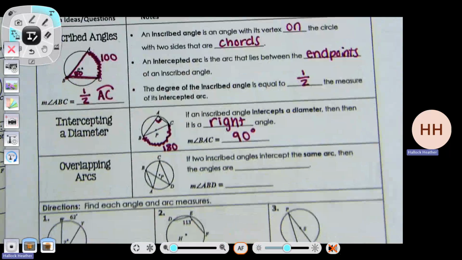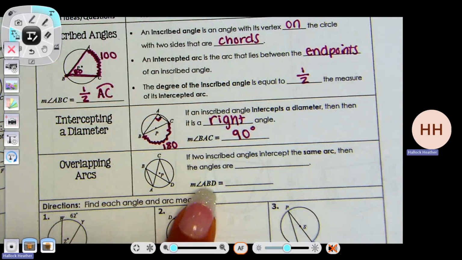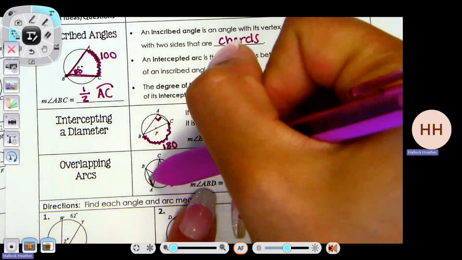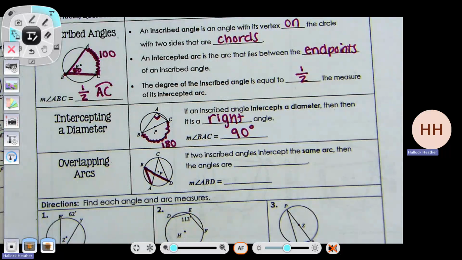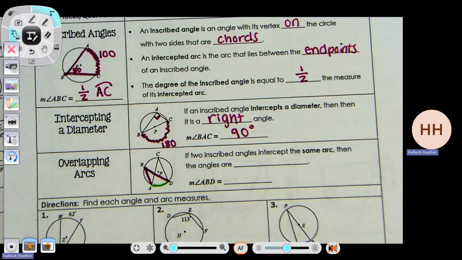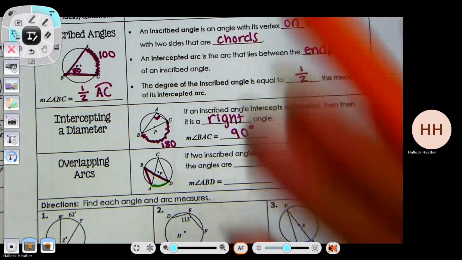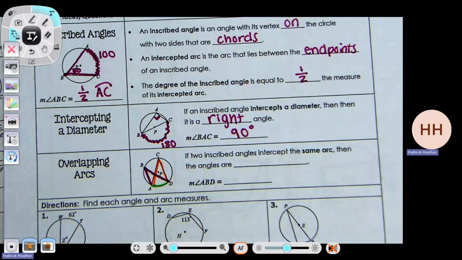And then overlapping arcs is the next topic that they're technically going to talk about. This is when you have two angles that overlap each other and they open to the same arc. So if I look at angle ABD, A to B to D, what's the arc that my mouth is eating, like my Pac-Man? A to D. Okay, so that opens up to A to D. If I look at the other angle that's in here as well, ACD, ACD opens up to the same arc.